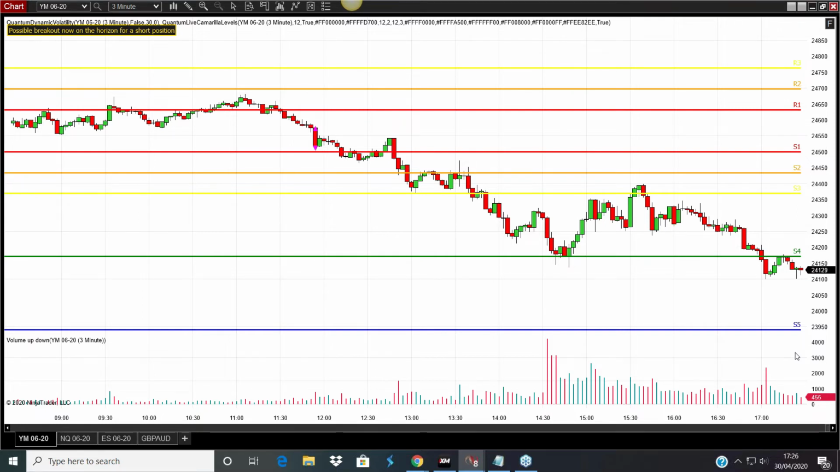Levels. So as a trader, what do we look at? We look at levels. What has the price been doing? And this is just an example. This is from the YM. This is actually a 3-minute chart.